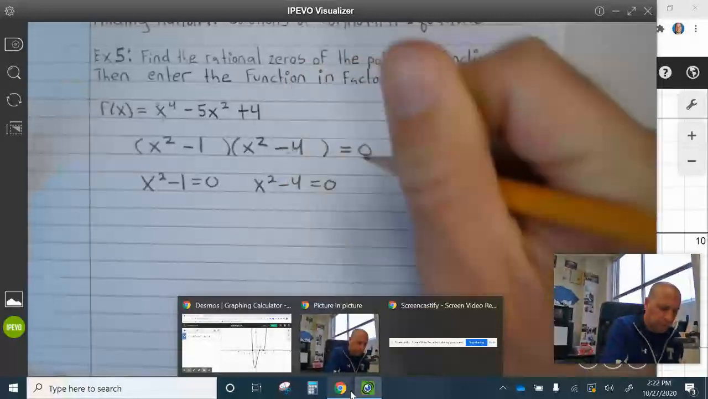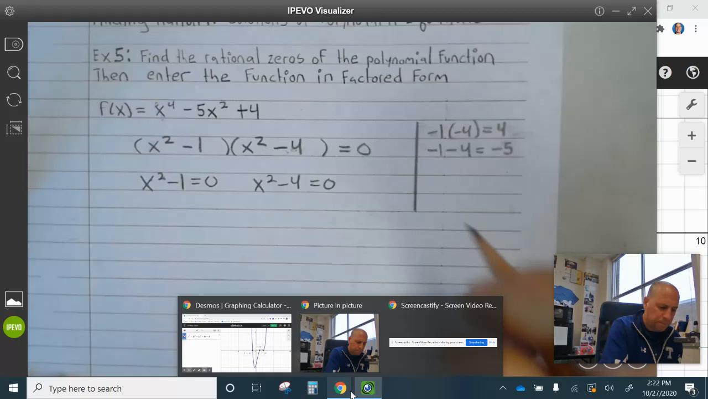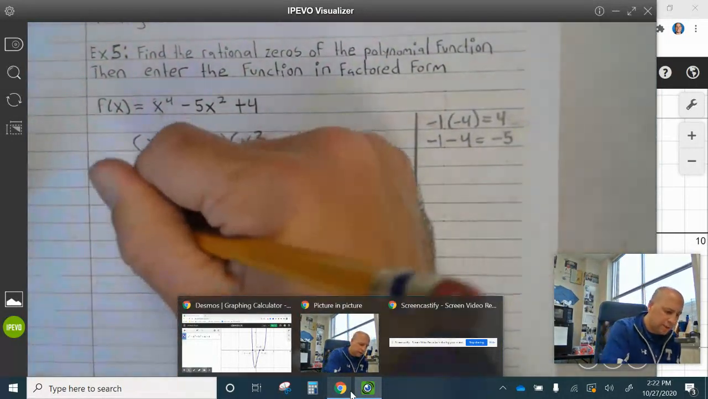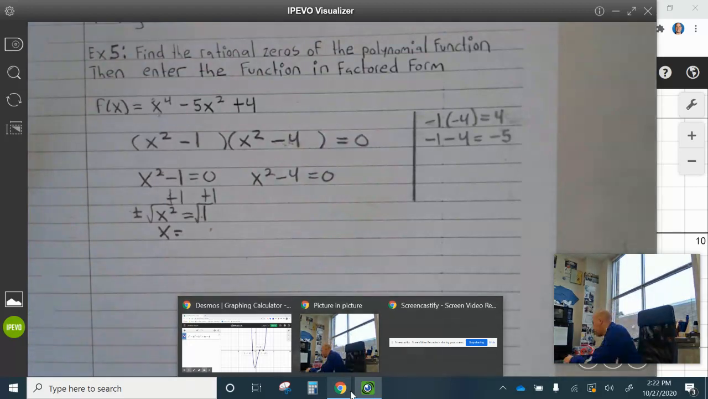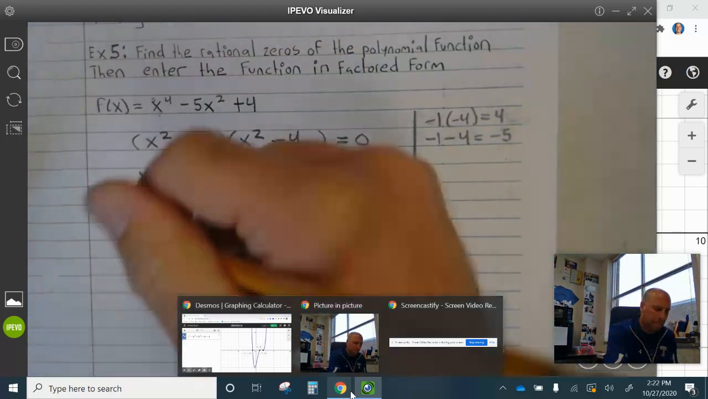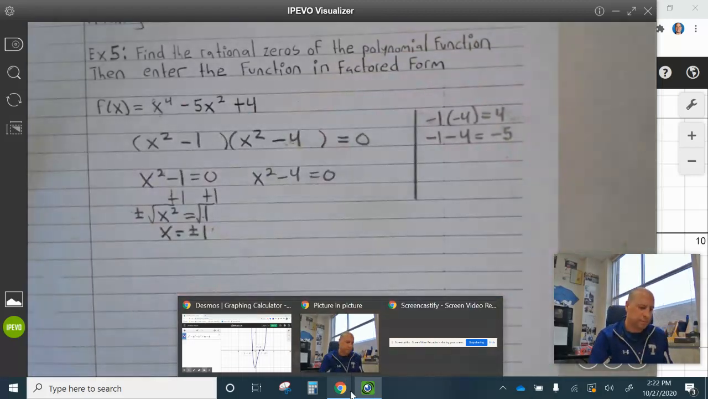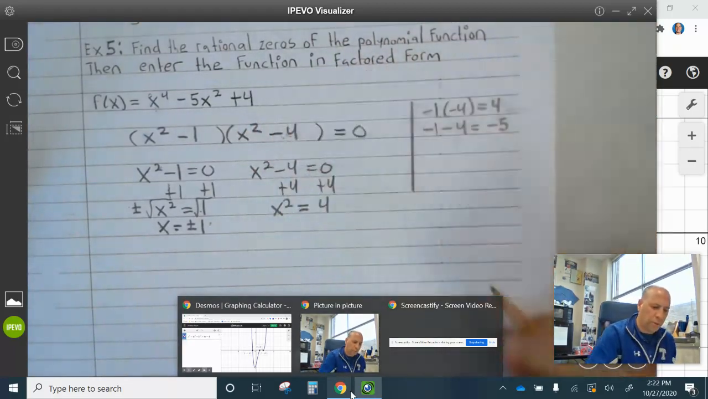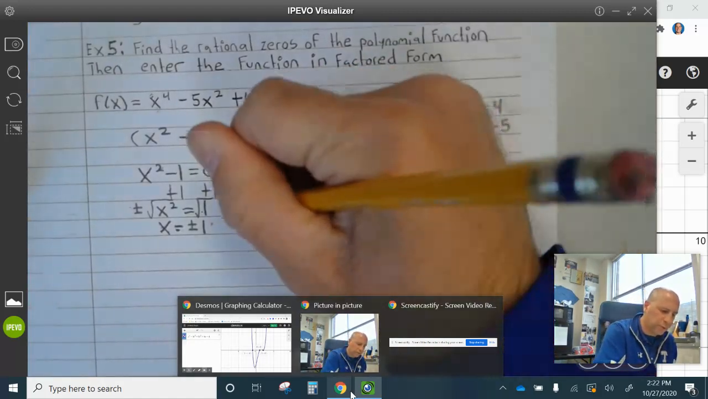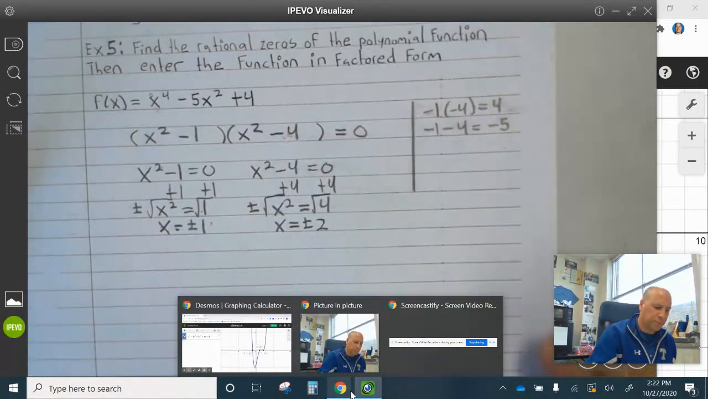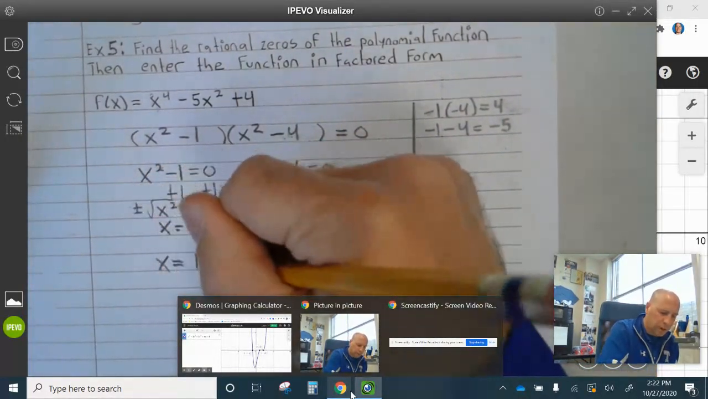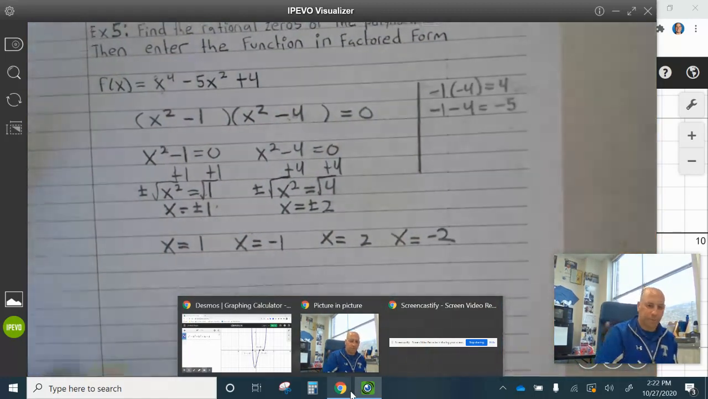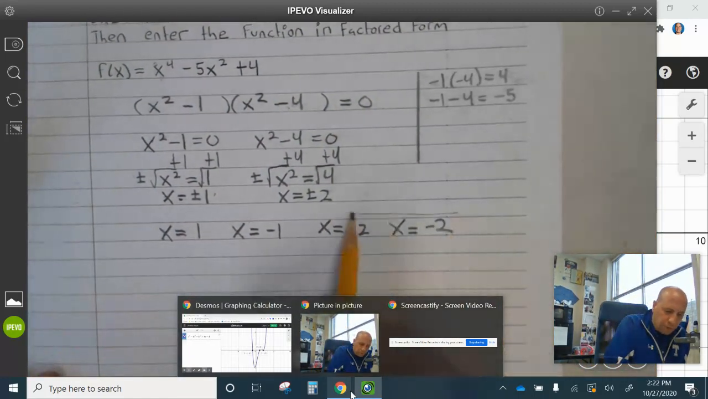So we add 1 to both sides. So x squared equals 1. Take the square root of both sides. Now remember, square root's plus or minus. So x equals plus or minus 1. Now add 4 to both sides. So x squared equals 4. Take the square root of both sides. Remember, square root is plus or minus. So x equals plus or minus 2. So your answers are x equals 1, x equals negative 1, x equals 2, and x equals negative 2. Okay? I'll just put one big box around them.